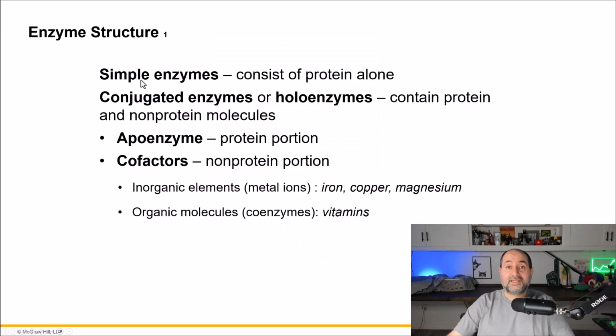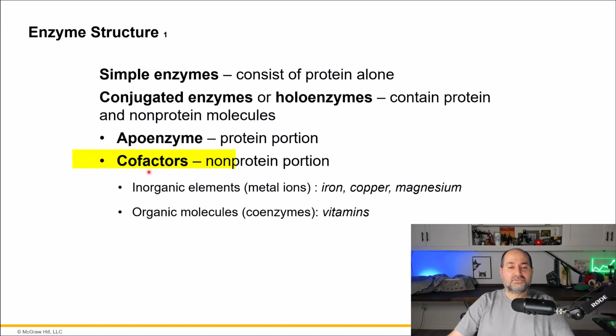energy. And when we're discussing enzyme structure, there are simple enzymes which consist of a protein by itself, but then there are also conjugated enzymes or holoenzymes, which contain a protein and a non-protein component. The protein component of a holoenzyme is called the apoenzyme, which is, again, the protein portion of the enzyme. And then there's also a cofactor involved with holoenzymes.